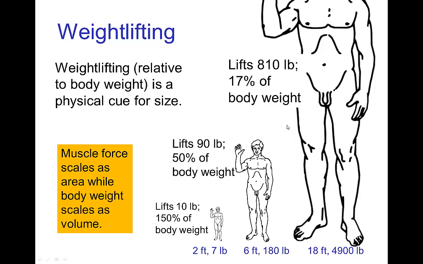Going to the giant character, it has giant muscles. Those giant muscles can lift a lot of weight. The giant character can lift 810 pounds, but the giant character also has a huge body weight, and so that 810 pounds is only 17% of the character's body weight. In fact, 810 pounds is roughly the weight of that character's leg. So this character would actually have trouble lifting its own legs given its size.